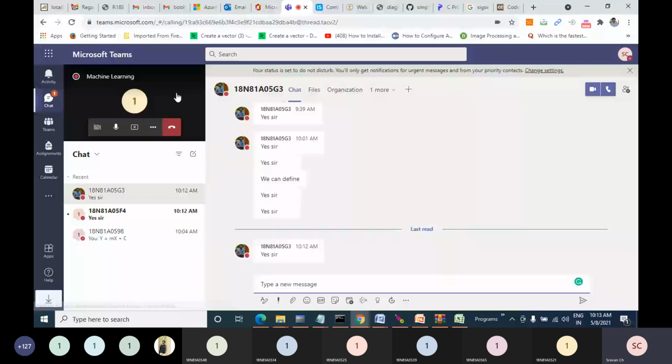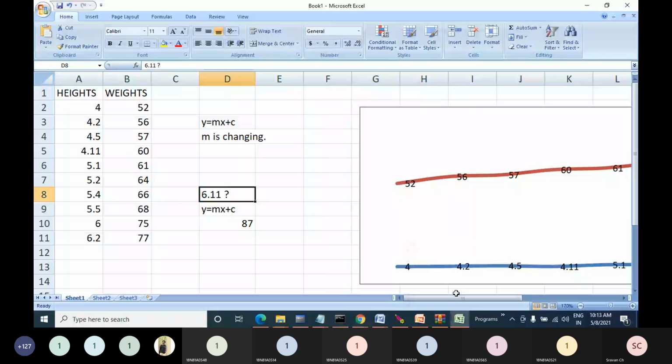So now there are so many questions. Questions are, sir, for 6.11 feet, your machine learning model says weight should be 87. Now, what is the guarantee that the answer generated by your model is correct? What is the guarantee? This is the question, right?